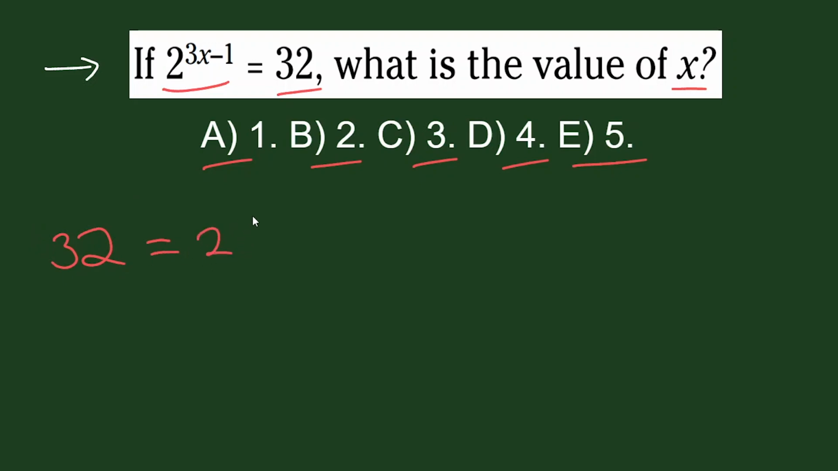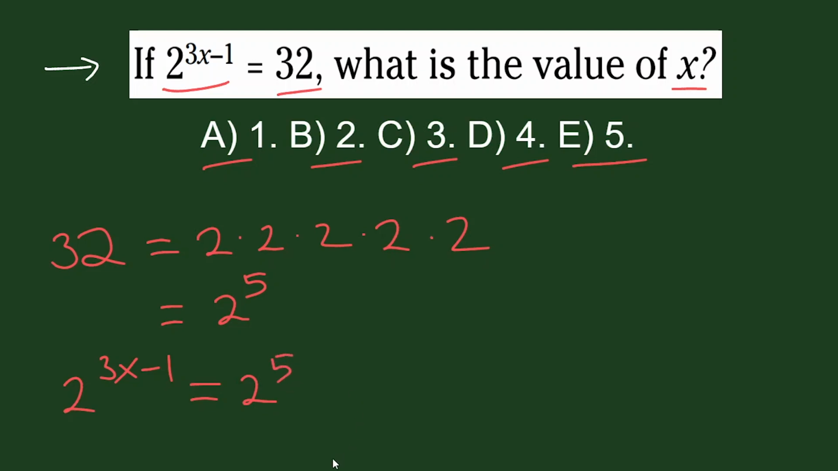Yes. 2 times 2 is 4, times 2 is 8, times 2 is 16, and times 2 again is 32. That means 32 is equal to 2 to the power of 5. Now rewrite the equation. 2 to the power of 3x minus 1 equals 2 to the power of 5.